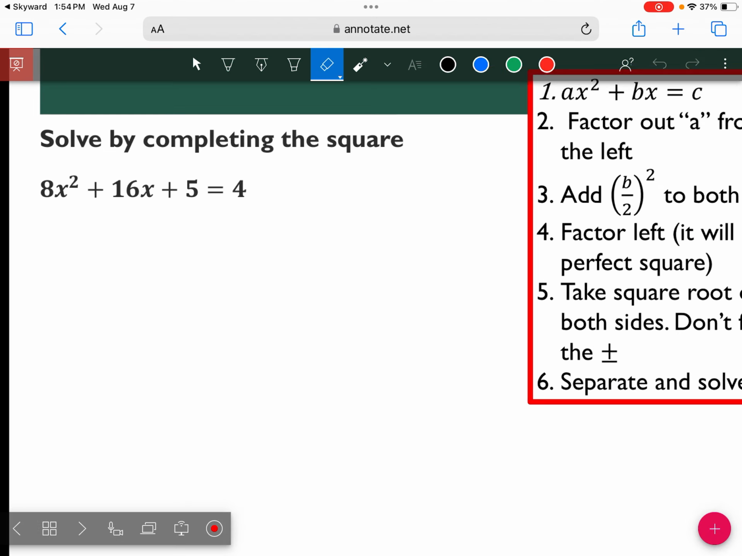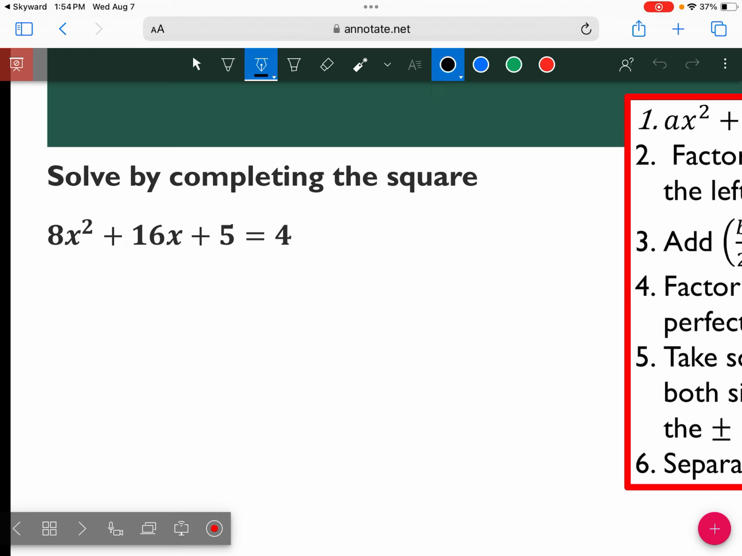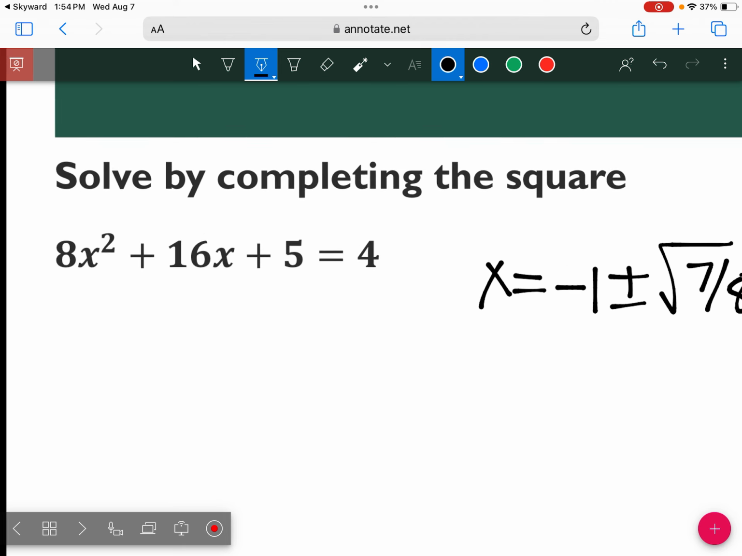So this is the answer that I would be looking for. x equals -1 plus or minus the square root of 7/8. That's what I'm looking for. Who had that? All right, let's go through it step by step, really slow. Step number 1, subtract the 5.